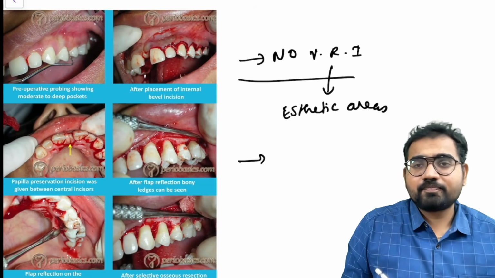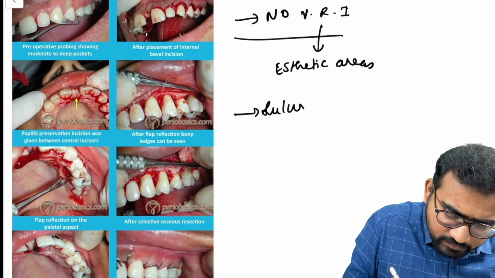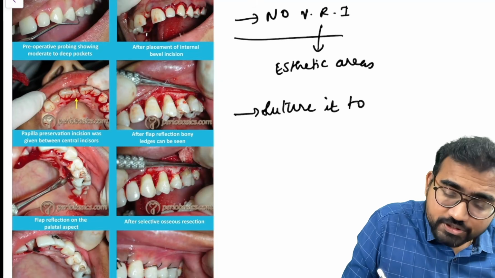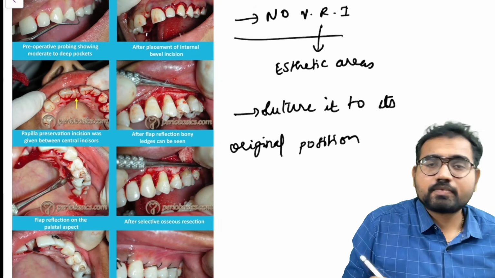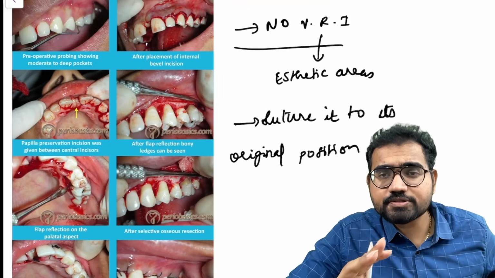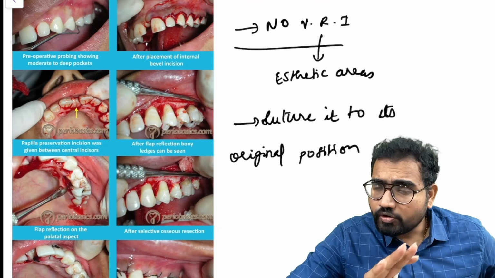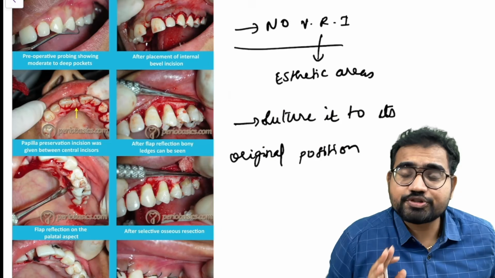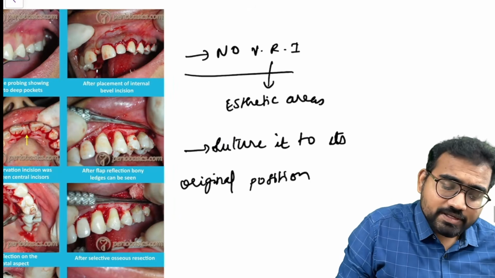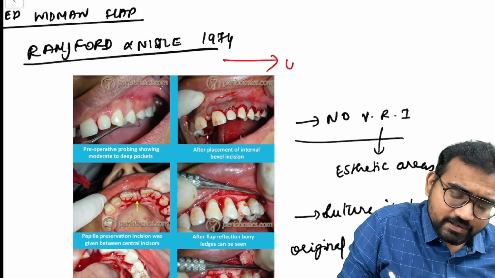And also, I am going to suture it to its original position. These are the two modifications of the modified Widman flap apart from the original Widman. So there is not going to be any vertical releasing incision, and I'm going to suture it back to the original position. Now tell me whether it is a displaced or undisplaced flap. It is going to be an undisplaced flap.